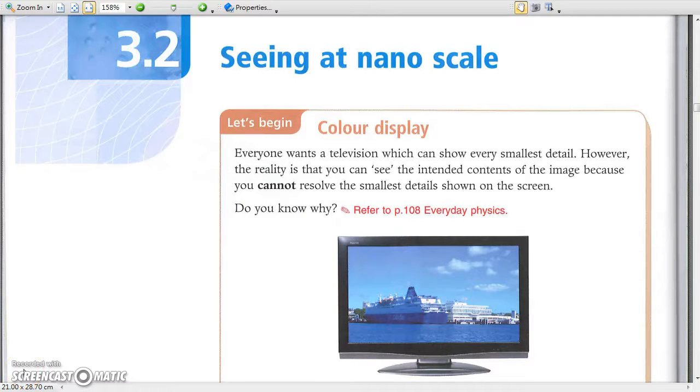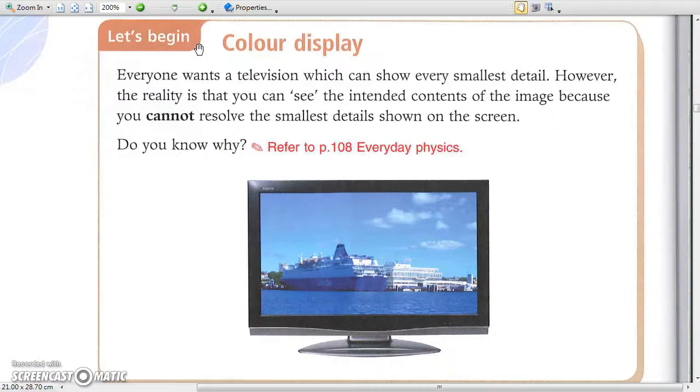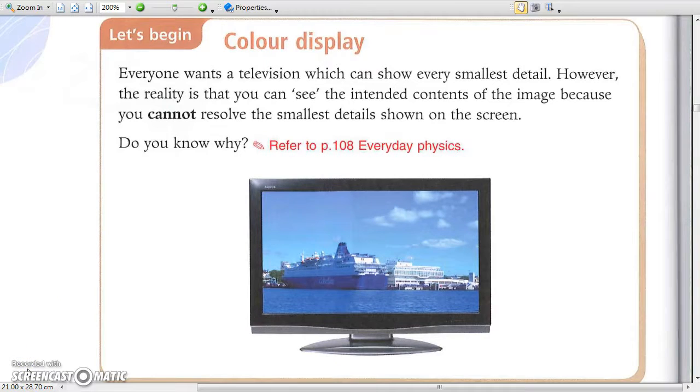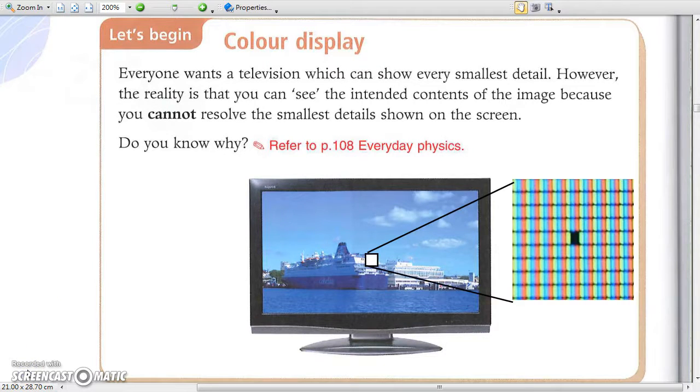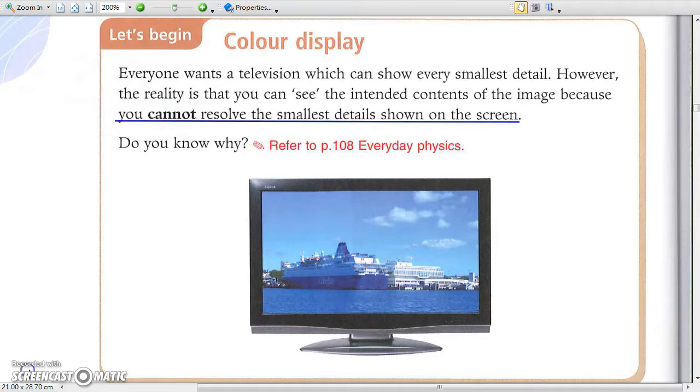3.2 Seeing at nanoscale. Let's begin. Color display. If you come very close to the television, you can identify the tiny pixels on the screen. But if you are a few meters away, you can hardly see the pixels anymore, because your eyes are not powerful enough to resolve the smallest details on the screen.